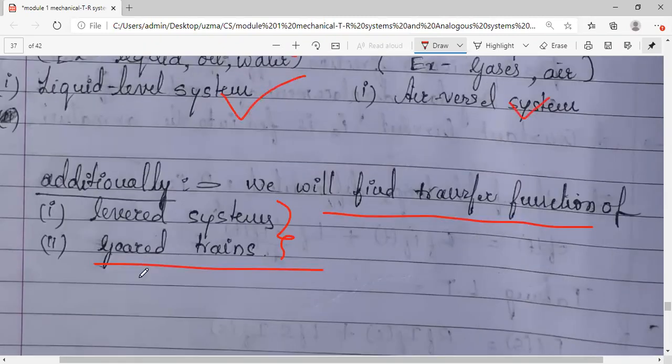So in the next session, maybe that will be after your internals, we will be covering these two, and then we will be going for block diagrams.